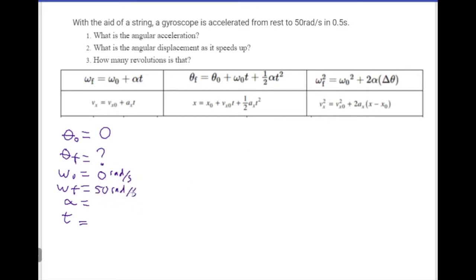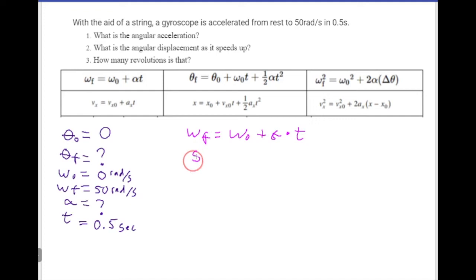And then the time is 0.5 seconds. We don't know what the alpha is, so that also is a question mark. So let's start by figuring out what the angular acceleration is. We have both omegas, time. We need to solve for angular acceleration, so we're going to go ahead and use little pup. We know that omega final is equal to omega initial plus alpha, it's a weird looking alpha, times t.